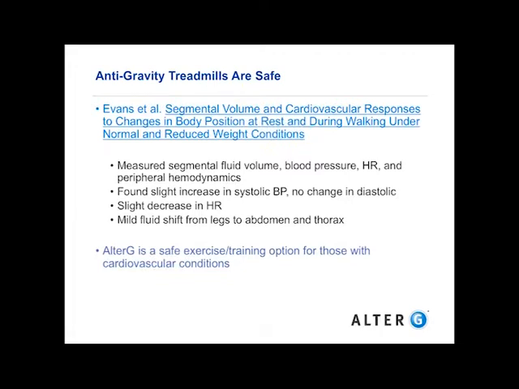It's not going to provide a lot of effect whether you're a cardiovascular patient needing conditioning, or you're an athlete that wants to use it for running. There's not going to be a big change in these parameters, so it's a safe training and rehab tool.